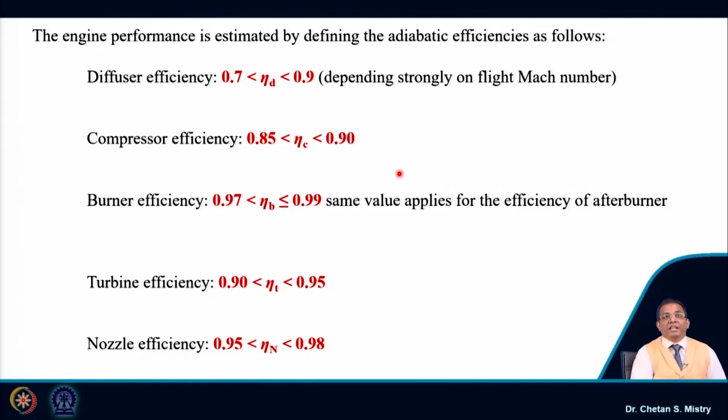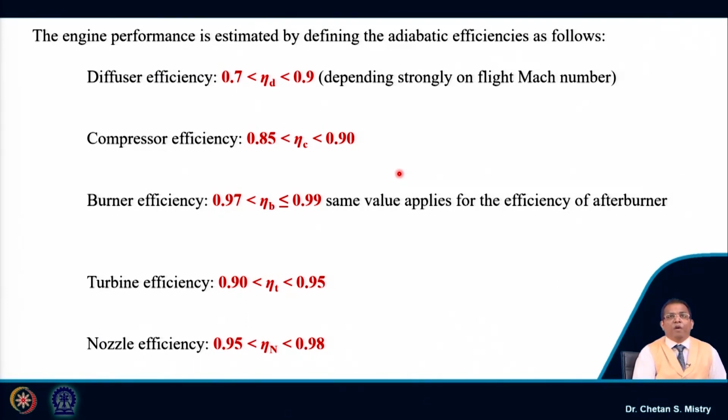So, here in this case, my diffuser efficiency will be in the range of 0.7 to 0.9. My compressor efficiency will fall in the range of 0.85 to 0.9. The burner, which is an efficient component, will have an efficiency in the range of 0.97 to 0.99. Turbine efficiency we can say is 0.9 to 0.95, and my nozzle efficiency will be 0.95 to 0.98.